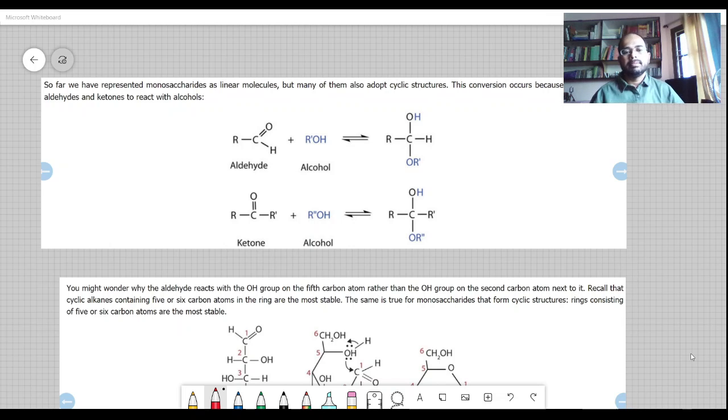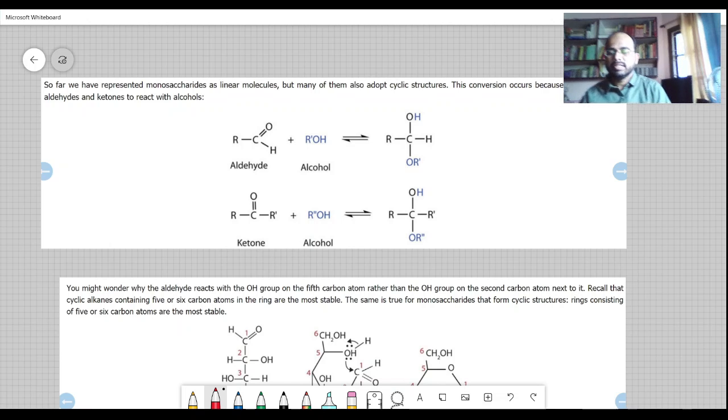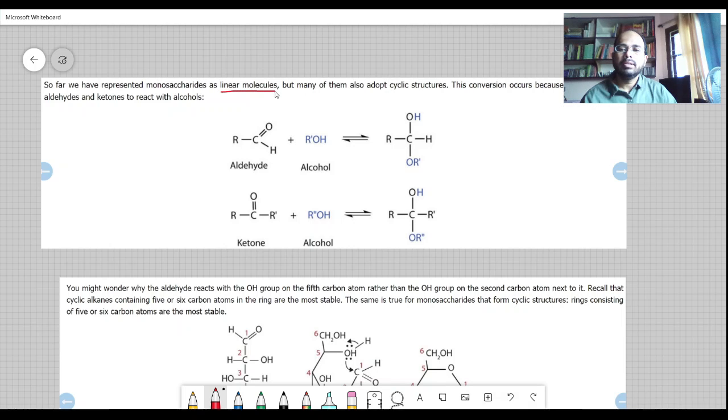What is an anomer? We have seen several aspects pertaining to carbohydrates, and this one may not be clearly defined in your previous sessions, but it goes for all carbohydrates. Here you can see that we have so far represented our glucose molecule as a linear molecule.